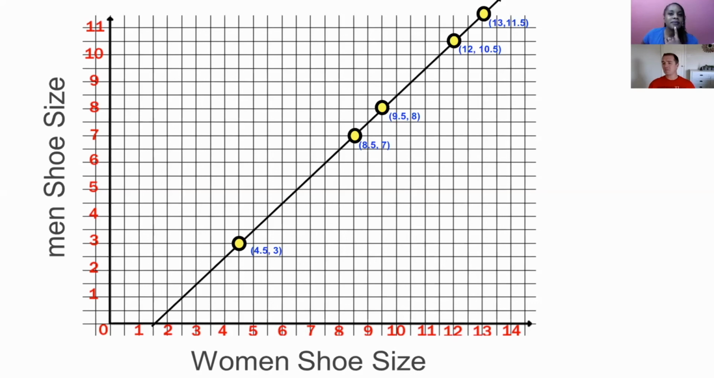So what we have is an equation. We could actually write an equation: y equals x minus 1.5. So men's shoe size is women's shoe size minus 1.5. It's a perfect linear relationship. That's really great. So this was really good. Totally awesome for the ending of this video series. What a great place that we ended up on.